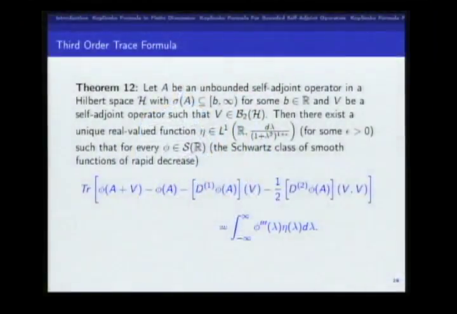So we have this following theorem. A is an unbounded self-adjoint operator. Sigma A is from B to infinity. B is the lower bound of the spectrum. And B is a self-adjoint operator, which is Hilbert-Schmidt. Then there exists a unique real-valued function eta. Notice the class L1 of R with this measure, which is absolutely continuous with respect to Lebesgue, but not Lebesgue itself, for some epsilon positive, such that for every Schwartz function, the second order difference or third order difference is given by the triple prime of the function times this eta.